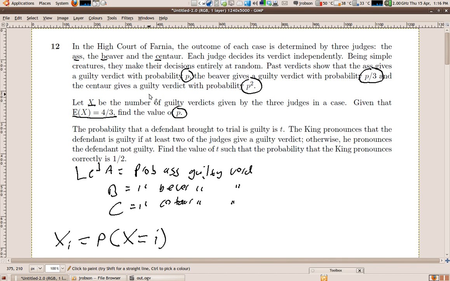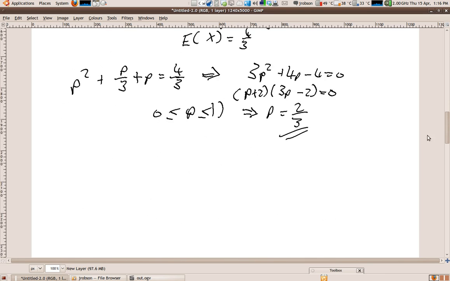I'm going to carry on with the second part of this question. The probability that a defendant who is brought to trial is guilty is t. The king pronounces that the defendant is guilty if at least 2 of the judges give a guilty verdict, otherwise he pronounces the defendant not guilty. Find the value of t such that the probability that the king pronounces correctly is a half.